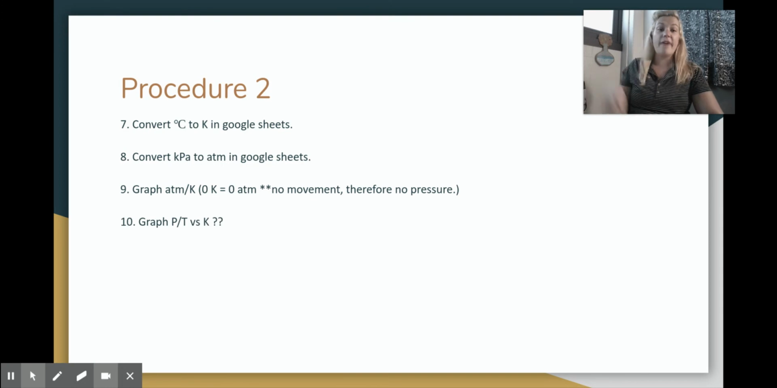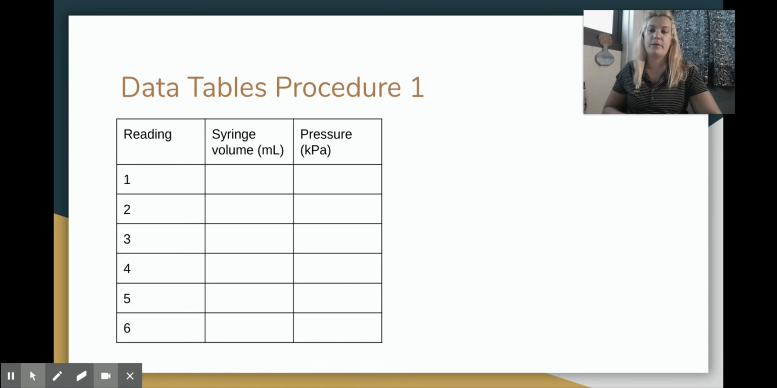And then we're going to graph pressure over temperature versus Kelvin. And I put 2 question marks there because you're probably thinking to yourself, didn't I just do pressure versus temperature in Kelvin? Doesn't really make much sense. But what we're going to see here is that we are going to get something that's going to help us solve for how many moles of air we have in our vessel. Okay, so our data tables.